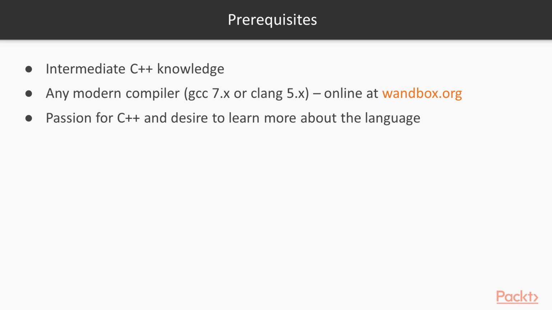These are the only prerequisites you need: intermediate C++ knowledge of C++03 and the basics of C++11. Any modern compiler on any platform, for example, GCC 7 or Clang 5 will do fine. You can also access these compilers online for free at onebox.org. Finally, passion for C++ and the desire to learn more about the language.